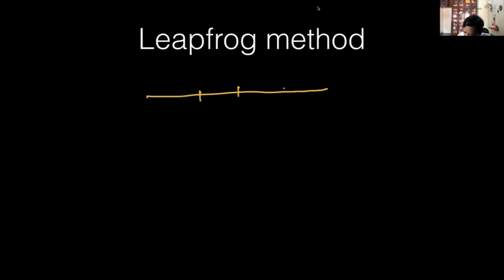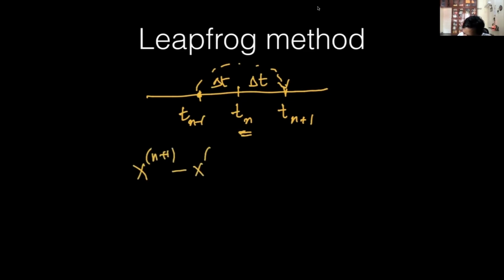One more scheme, the leapfrog method, which is again a midpoint method, but slightly different. So we take 3 points, not 2 points. In the previous slide, I was going from tn to tn plus 1. But let's take another point, tn minus 1. If the tn are equispaced, then I can go from here to there. So the midpoint here is tn, correct? So the idea is xn plus 1 minus xn minus 1, I go from here to there, equal to the midpoint, which will be f at xn comma tn, times delta t.